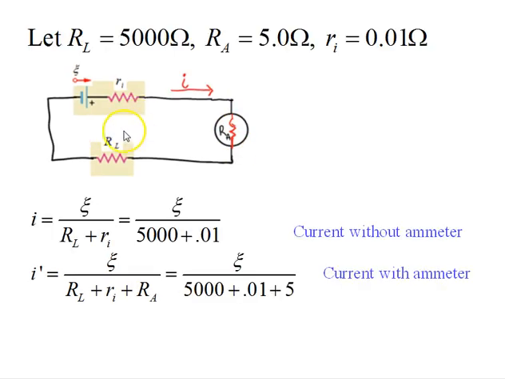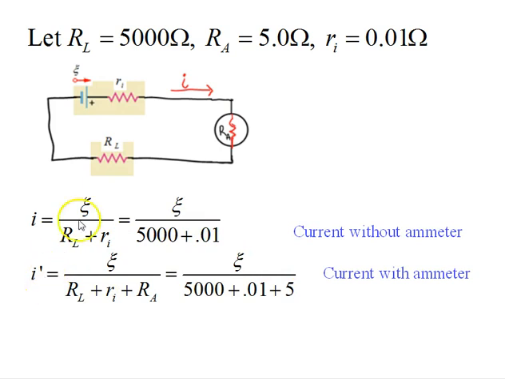Let's let our load resistance be 5,000 ohms and the internal resistance of our ammeter about 5 ohms, which is a pretty good internal resistance of an ammeter. And then for the internal resistance of the battery, we'll let it be a good battery. It only has about 0.01 ohms of internal resistance. So without the ammeter in the circuit, we should expect our current to be the EMF divided by 5,000 plus 0.01, and that 0.01 will be insignificant relative to the 5,000. It's a factor of 10 to the fifth less than our load resistance.